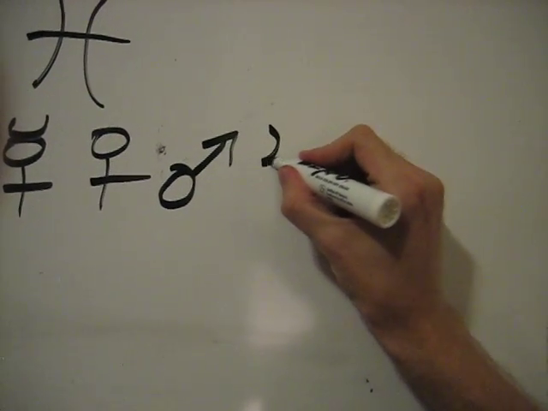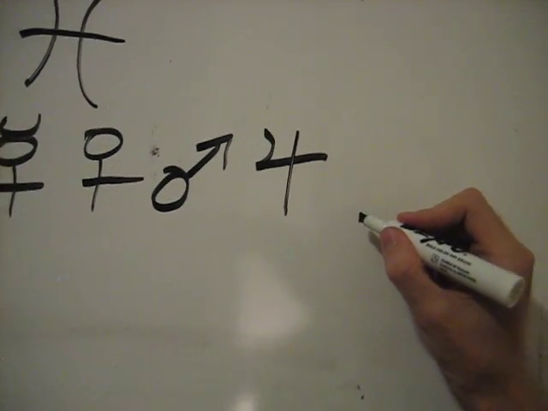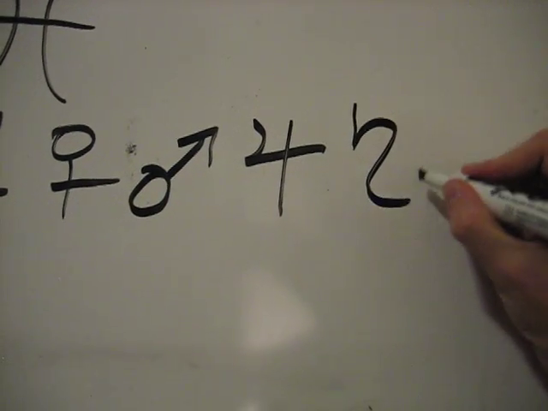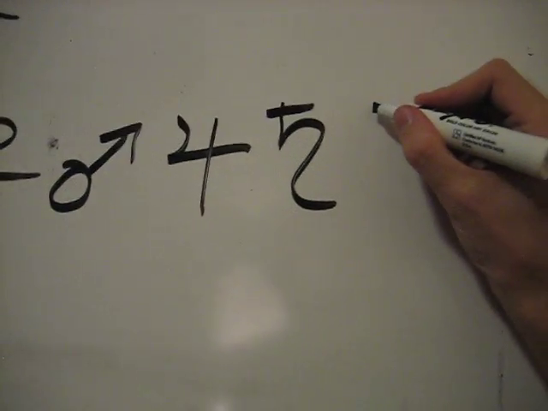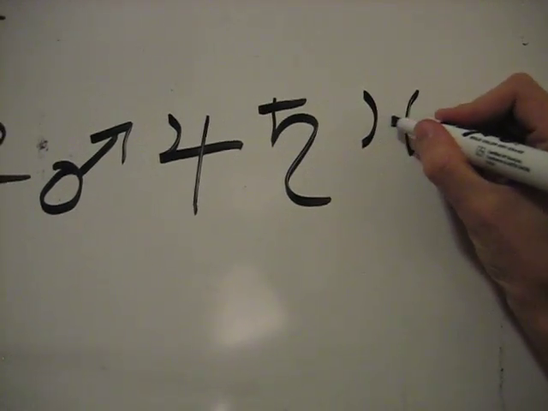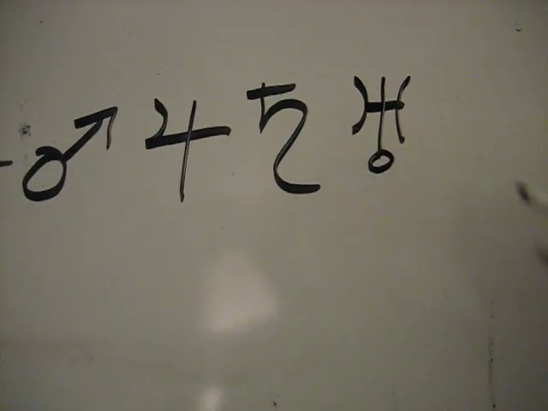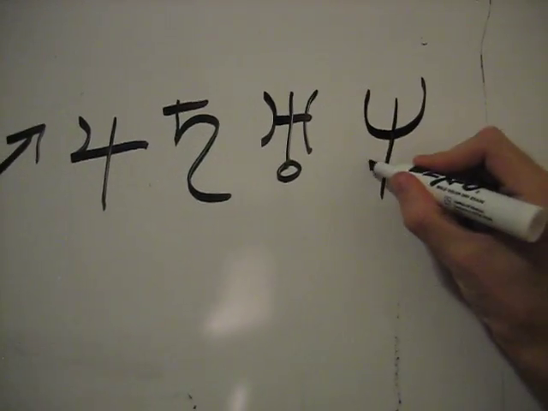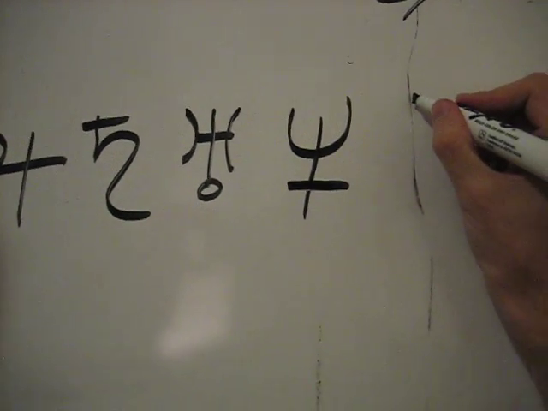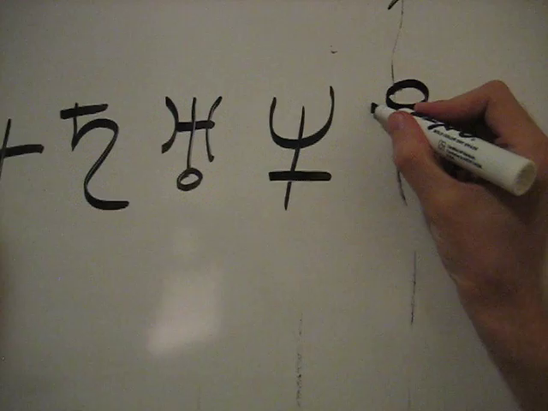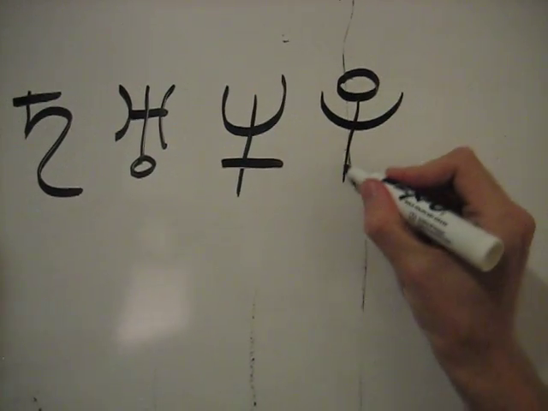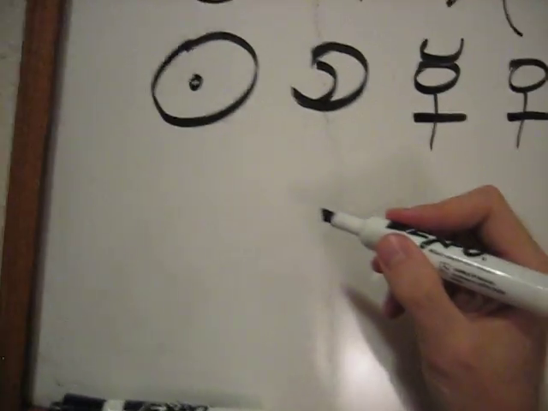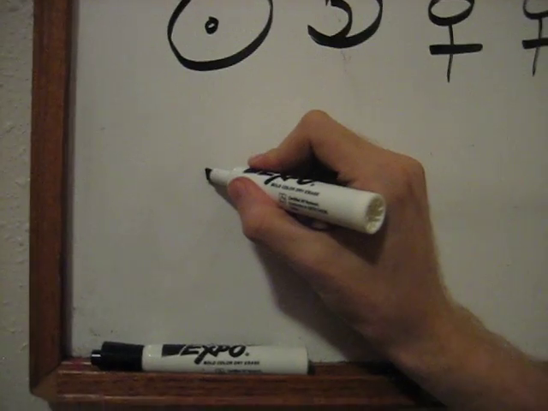Jupiter is sort of like a 4. Saturn is actually the inverse of that. Uranus, a little circle at the bottom. Then Neptune is the trident. And then finally Pluto, the symbol I think that's most used is the circle, a little cup holding it, and then a cross.